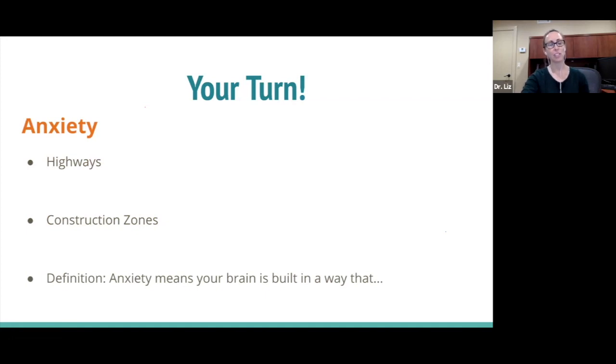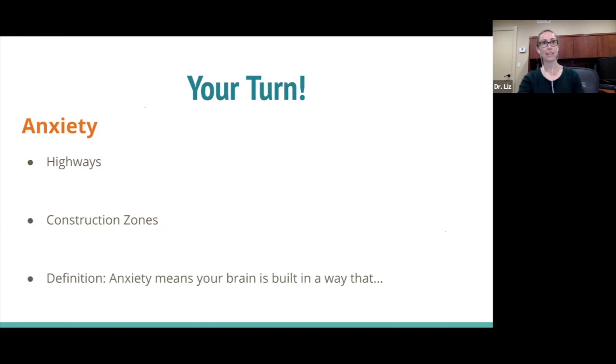So now you can start to put this together for yourself. So anxiety means your brain is built in a way that, for example, takes in a ton of information, notices a lot of details, but can become overwhelmed very easily. Your brain is built in a way that is ready for action, but sometimes it can respond as if there's an emergency when there isn't.